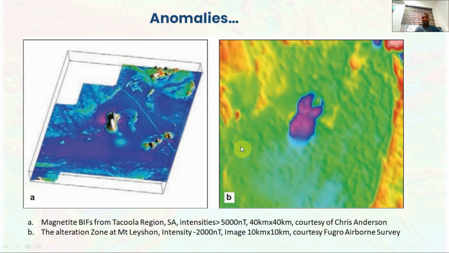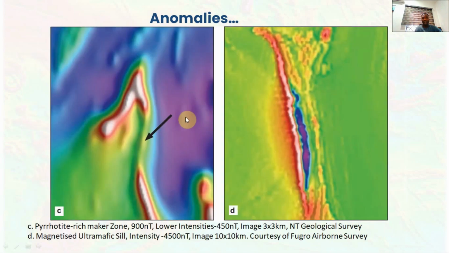Then look at another image here. We have some pyrrhotite-rich marker zones, ranging up to about 900 nanotesla, with low densities going down to minus 450. This image is about 3 by 3 kilometers, and it is gotten from the Northern Territory Geological Survey. So it's a clear anomaly within this zone.